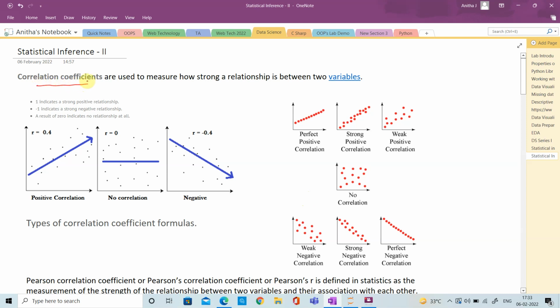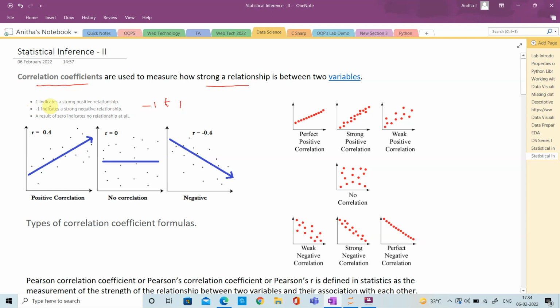What is meant by correlation coefficients? They are used to measure the relationship between two variables. Sometimes in your data set, one variable depends on another variable. So you want to know which variable depends on the other and how much it is related with the other variable. It provides a measure of how strong the relationship between two variables in your data set is, and this is expressed with values from -1 to 1.